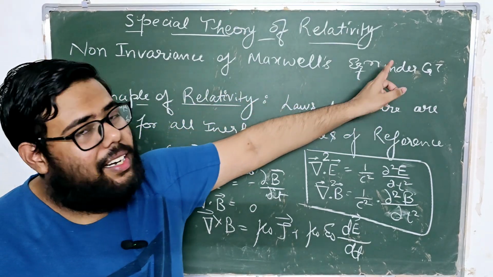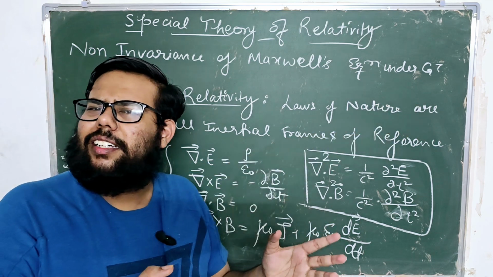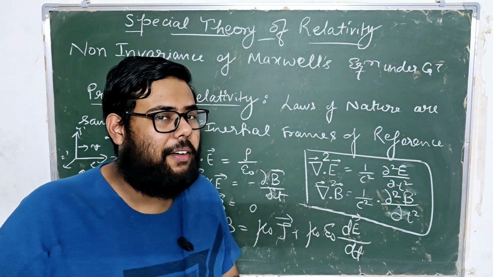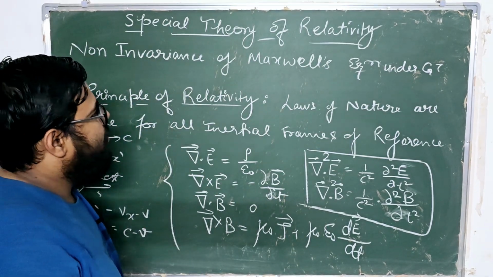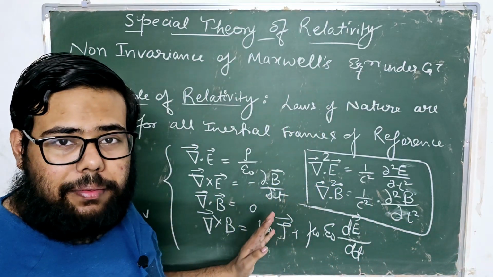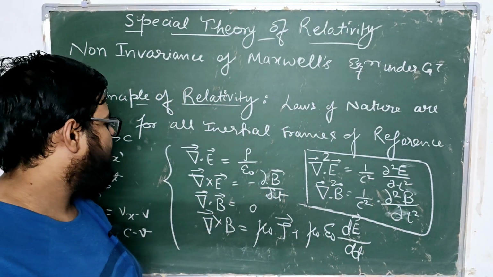This is not true. Under Galilean transformation we need another transformation. Under that it may hold, or it is also possible that it may not hold. We have to check for it. So basically the idea is that under Galilean transformation Maxwell's equations are not valid. So this is a big problem for the principle of relativity, right?